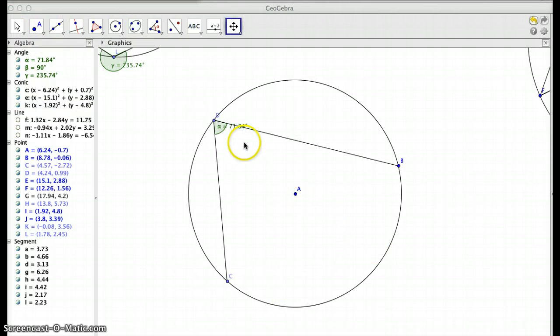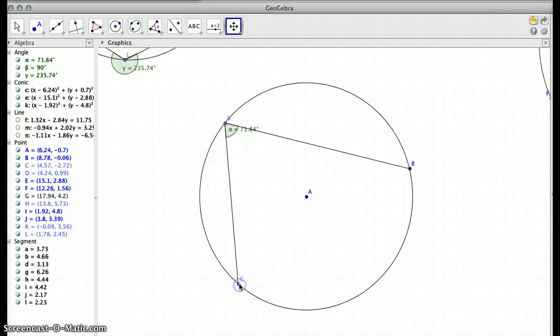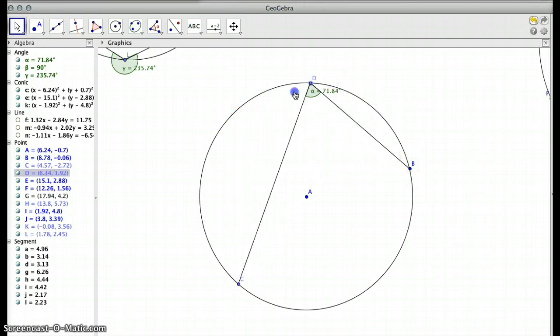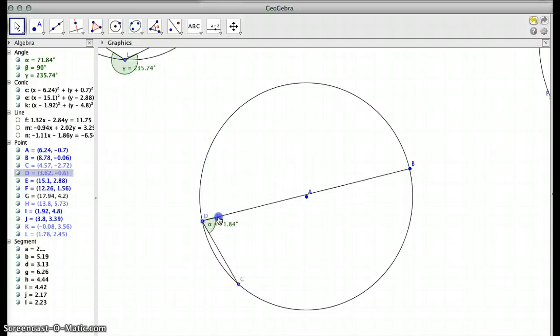And here's another example of that where I actually fixed these points. So I can't move C and B at all. And you can see that the angle will stay the same. It stays at 71.84, no matter where it is on there.